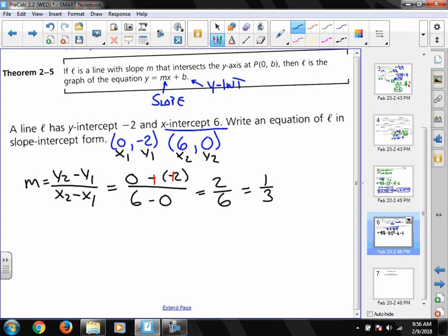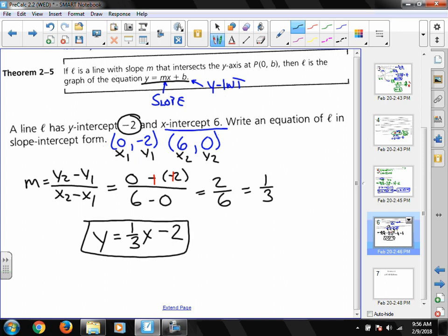And now we'll plug into our slope-intercept form. We have our slope 1/3, so y equals 1/3 x. And we've got a y-intercept of negative 2, so I'm going to put minus 2. So there's where it is.